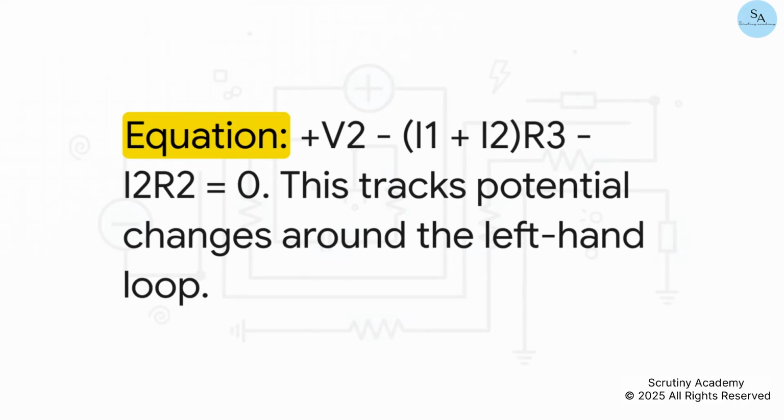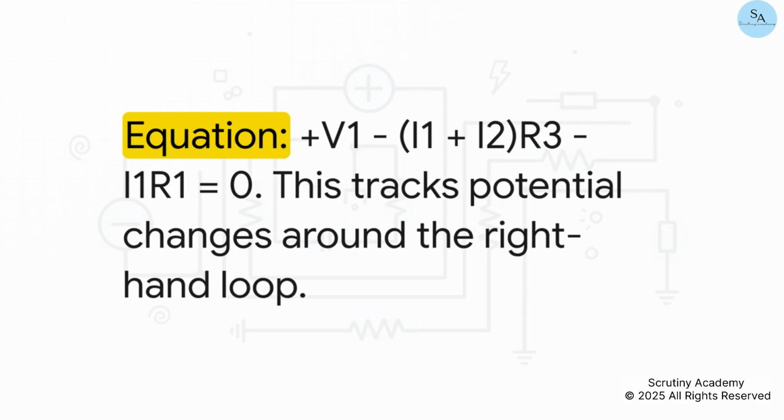Now for the loop law. Let's trace that left-hand loop, moving clockwise. First, we cross battery V2, going from the negative to the positive terminal. That's a voltage gain, so we write down a positive V2. Next, we go through resistor R3. Resistors always cause a voltage drop, so that's a minus. The drop is just current times resistance, I3 times R3. And we know from our first equation that I3 is just I1 plus I2. So we subtract (I1 plus I2) times R3. And finally, we cross resistor R2, another drop, so we subtract I2 times R2. And that's it. We're back where we started, so the whole thing adds up to 0.